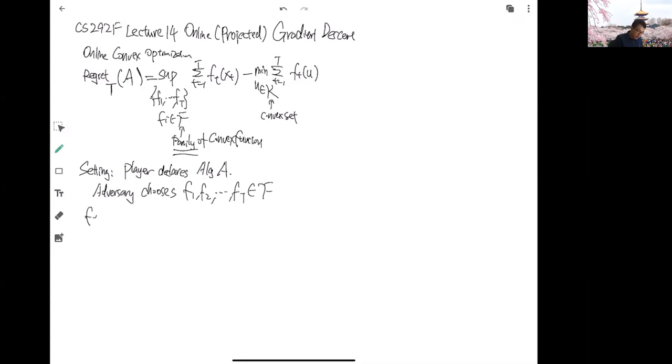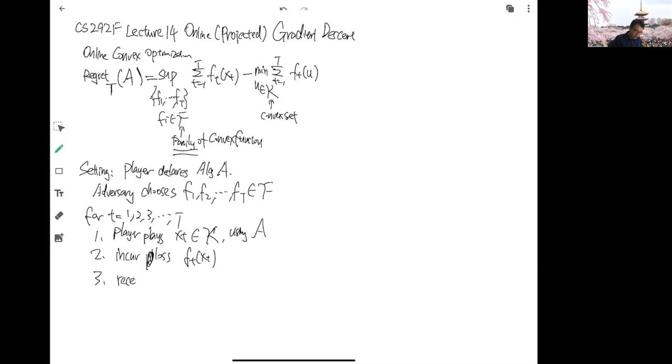Okay, and the game starts at time equal to 1 and continues, since this is a repeated game, and it goes as follows. The player plays x_t from a given convex set K using algorithm A. Okay, and then the player incurs a loss of f_t(x_t). After incurring the loss, the player receives some feedback from nature.